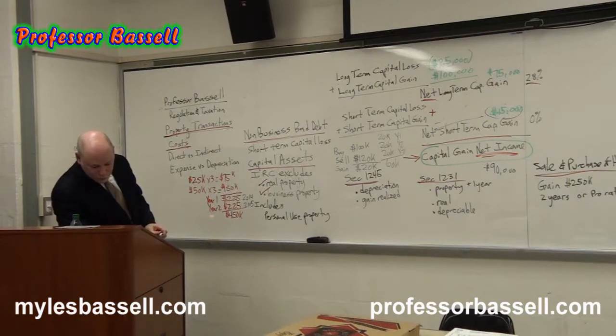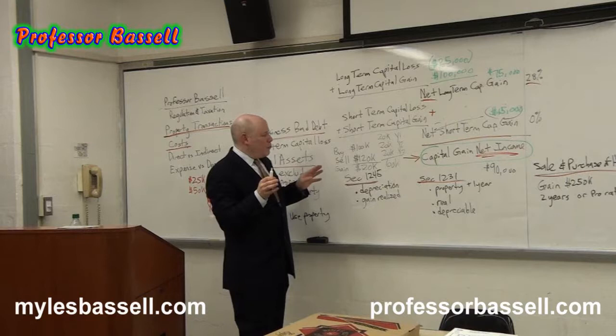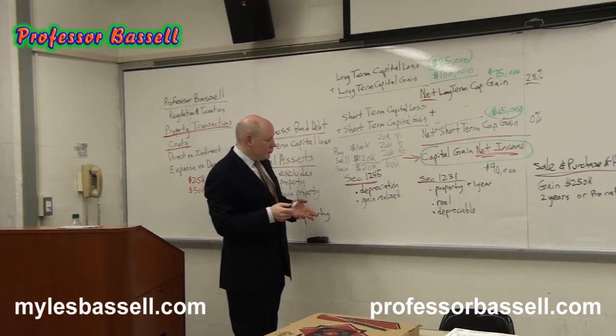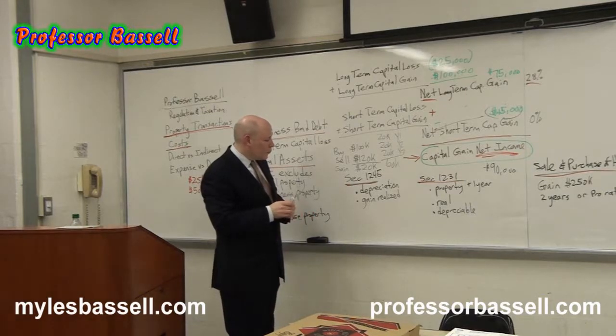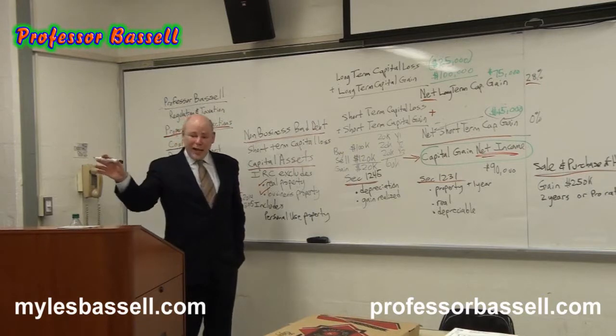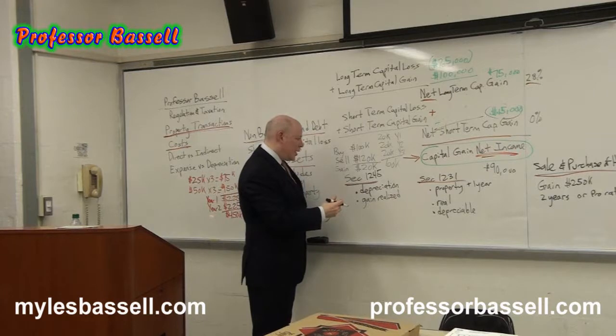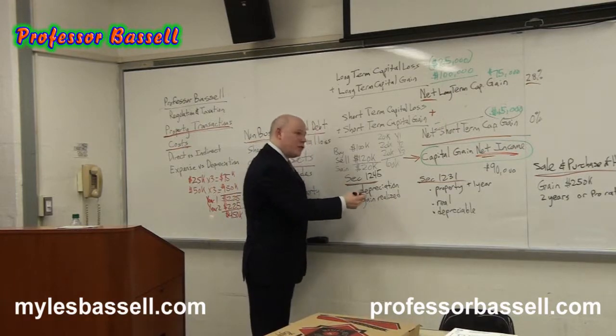So they have back the depreciation, right? So section 1245 tells us that property that we depreciated, we would take the lesser, okay? We would take the lesser of the amount that we depreciated or the gain realized.